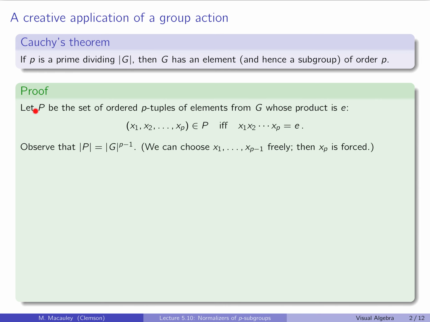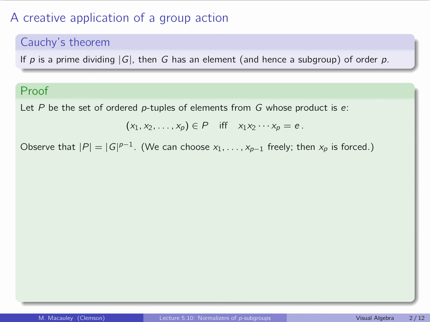Let capital P be the set of ordered p-tuples of elements from G whose product is the identity. Observe that we can choose the first p minus 1 elements freely, and then x_p is forced. It has to be the inverse of the product of x_1 up to x_{p-1}. In other words, the number of such p-tuples is the order of G to the p minus 1.